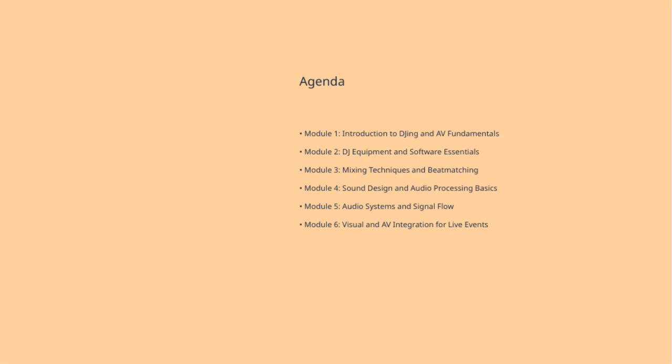Finally, Module 6 addresses visual and AV integration for live events, emphasizing the importance of combining audio with visual elements for a compelling performance. These modules collectively support our overall goal: to equip you with both technical skills and creative insights for successful DJing and AV production.